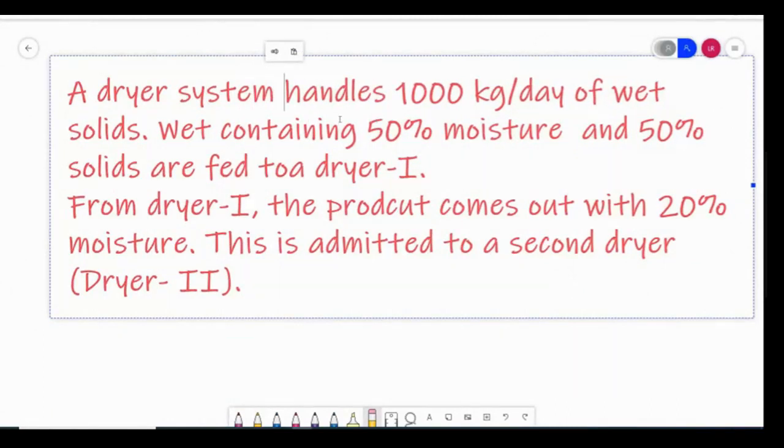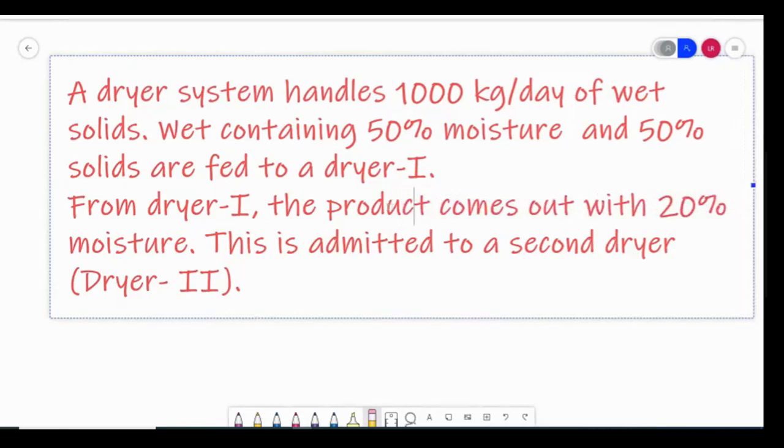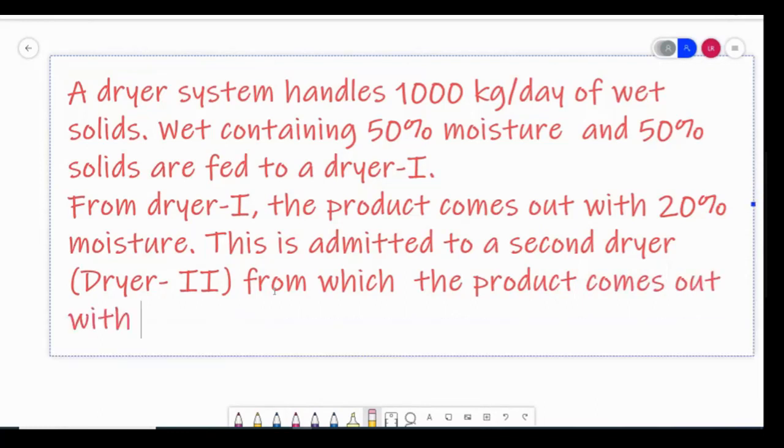A dryer system handles 1000 kg per day of wet solids. Wet solid containing 50% moisture and 50% solids are fed to dryer 1. From dryer 1, the product comes out with 20% moisture. This is admitted to a second dryer, dryer 2, from which the product comes out with 2% moisture.